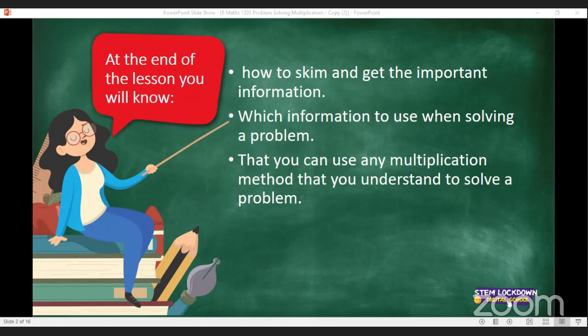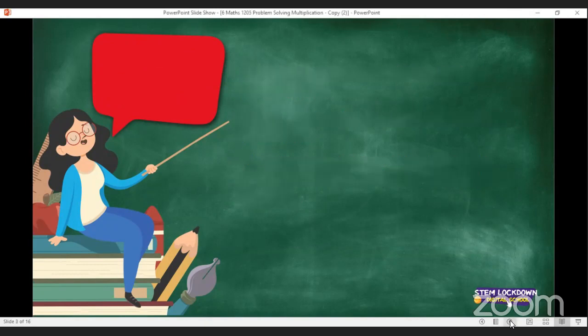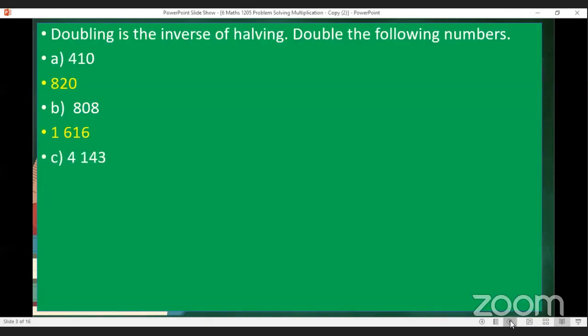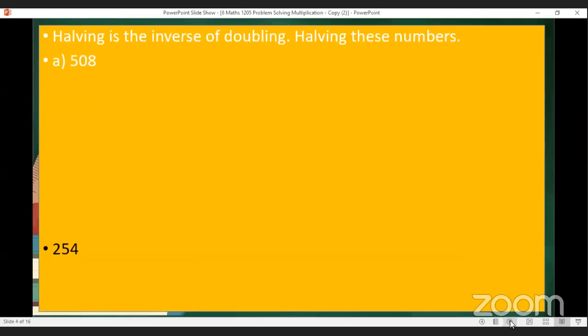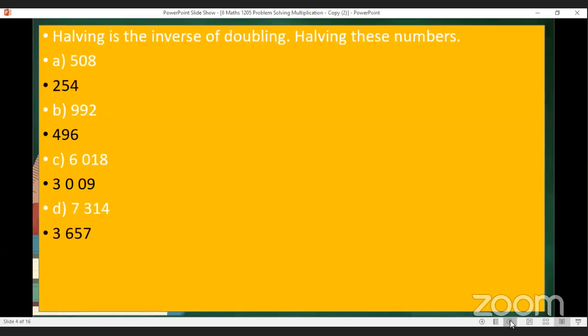But most of the time, we do not tell you that you should use this method. We tell you to use a method that you understand, so that we don't limit you. We want you to be individuals, so we don't limit you. So that is our success criteria. This we have already done. Okay, I'll just fast forward.